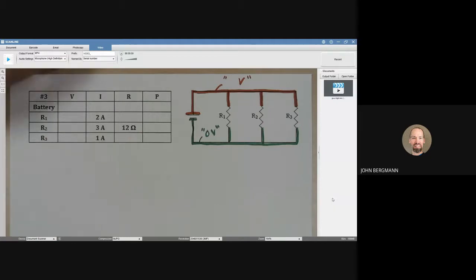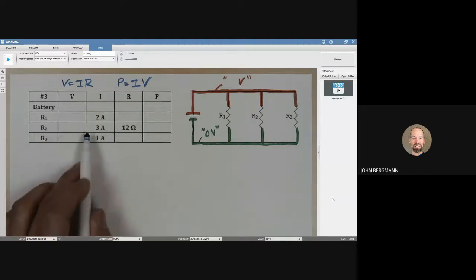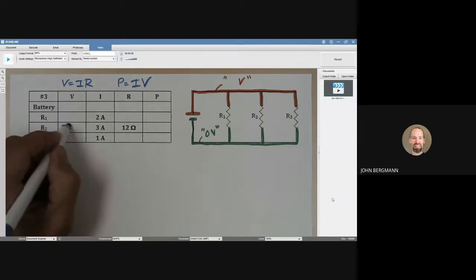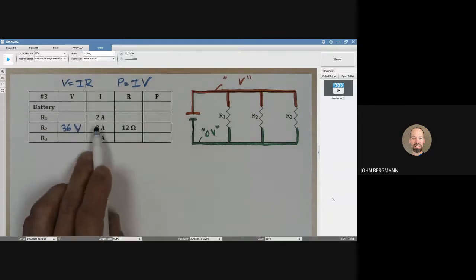We've stated previously that the two equations that are going to help you work back and forth in this diagram are Ohm's law, which is V is equal to I times R, and then power is current times voltage. If we know I and R for resistor 2, then we know the voltage is going to be 36, 3 times 12. According to what we're told here, we have 2 amps of current that are going through resistor 1.